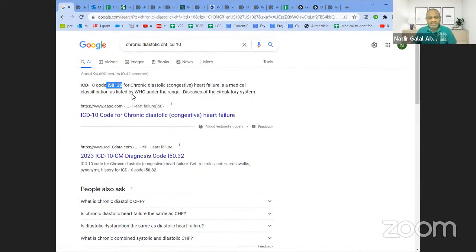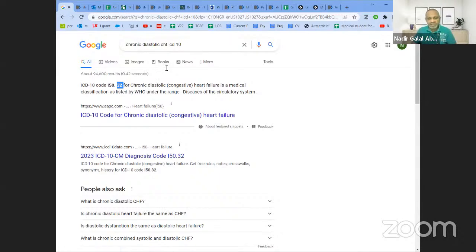So as much as I can, the billing department will be happy with me when I put in the details of my diagnosis. If I just put heart failure, it's not going to give much detail. But if I add diastolic and then chronic, this will add more numbers here. Then the billing department will be happy when they send it to the medical insurance, they get paid faster with no issues.